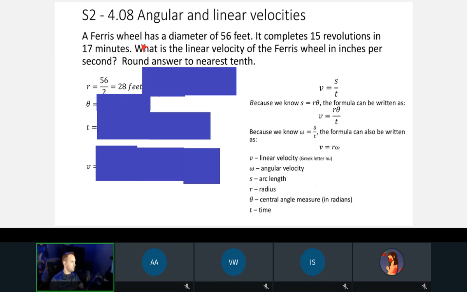Now, in this problem, they want the answer in inches per second. So what does that tell us that we probably need to do? Convert, yep. So how do I convert 28 feet into inches? Multiply by 12, yep. 12 inches in 1 foot. This is that whole stoichiometry stuff, right? 12 inches in 1 foot. So yes, 336 inches.